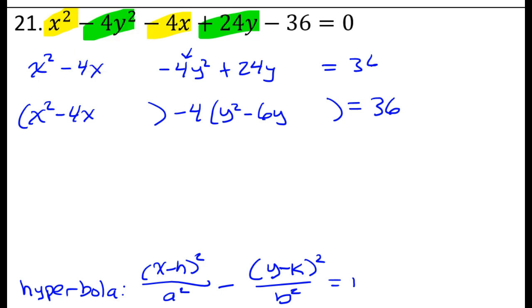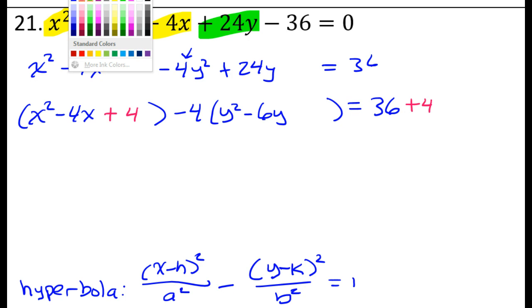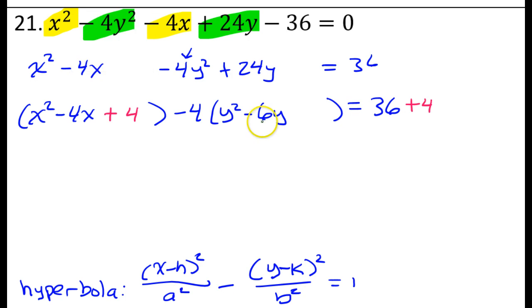Half of this is negative 2. Square it, you have positive 4. There's nothing to multiply by, so I can just add the 4 to the other side. Half of this is negative 3. Square it, and you have positive 9. But this is really negative 4 times 9, which is negative 36. So that's what I add to the other side.